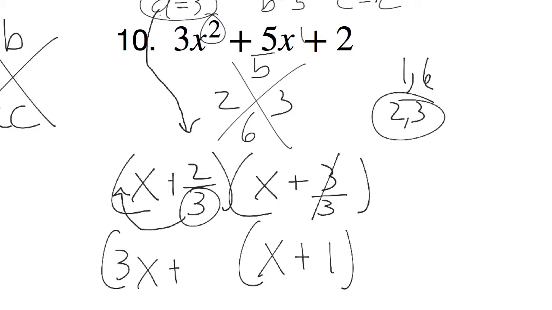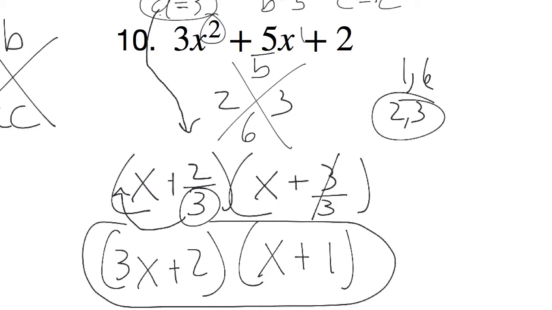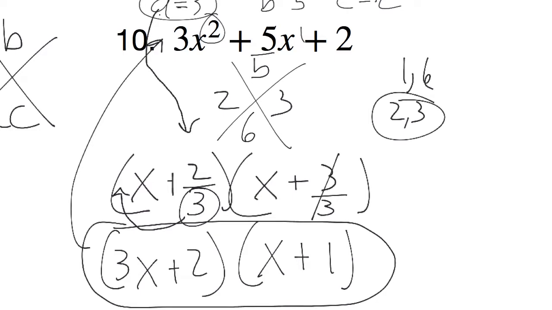3x plus 2. I could show you why this works, but it's an incredible technique and it shortens everything. It takes a lot of guesswork out. And I love it. So if you don't know it, get used to it. 3x plus 2, x plus 1. If you were to FOIL those, you'd get right back up to the original. But this is the process that is the reverse of FOILing.